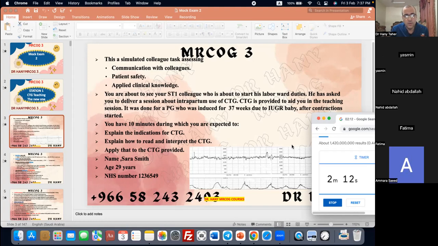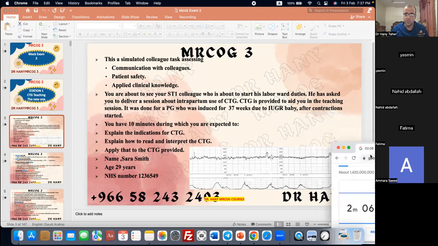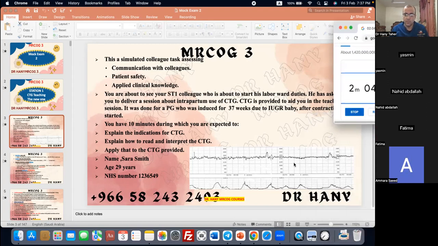So Hany, now we can see this CTG. As we said earlier, we have to see the name and NHS number. It is there. Yes. And we have to see why it was started. We can see it is due to 37 weeks, due to an IUGR baby. Can you tell me on this one, how many contractions are there? Actually, I will count in 10 minutes. This is about 3 contractions.